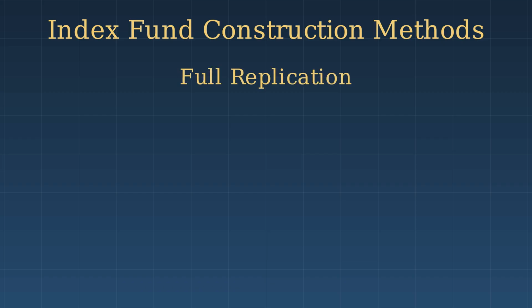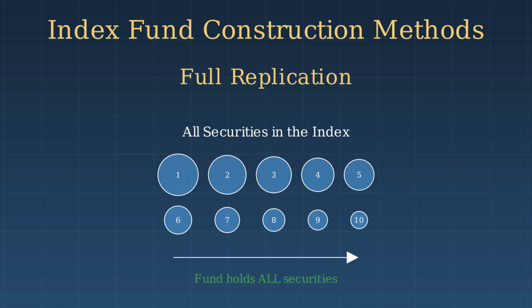This is the most straightforward approach. In full replication, the fund holds all securities in the index in exactly the same proportions as the index. This approach provides precise tracking and full exposure to all securities, but can incur higher transaction costs, especially with large indices containing hundreds or thousands of securities. As shown in this performance graph, full replication typically achieves the closest tracking to the index benchmark.